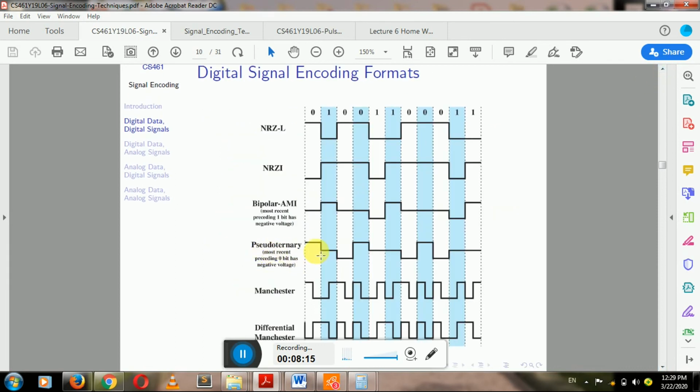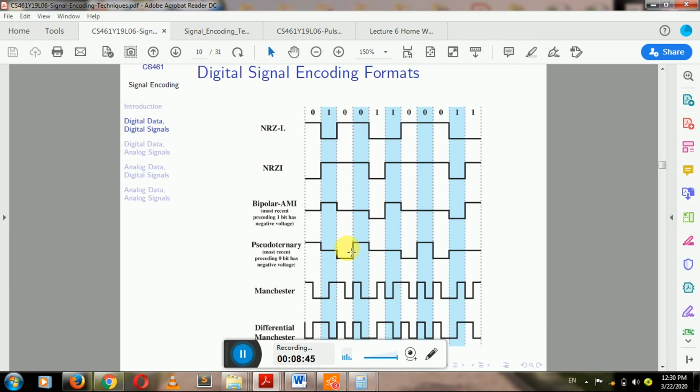Pseudoternary is the opposite of this bipolar AMI. So Manchester encoding. The definition is, when you get bit 0, we change from high to low, and the transition is always in between. So when you get a bit 1, from low to high. So 0 from high to low, the transition is in the middle.